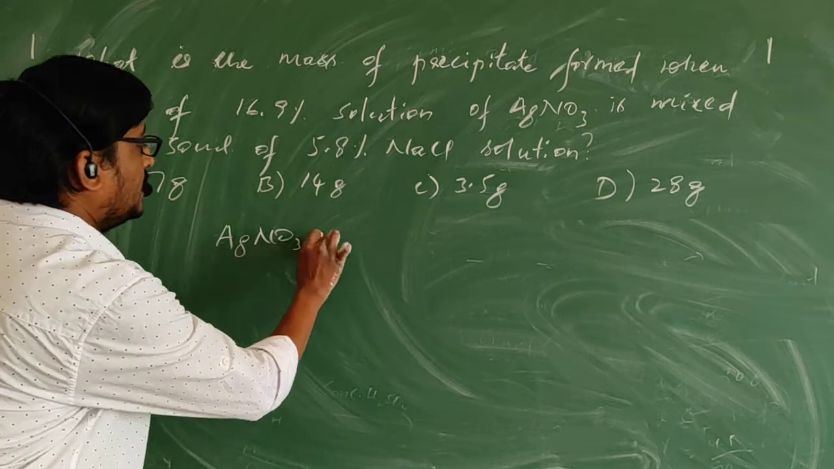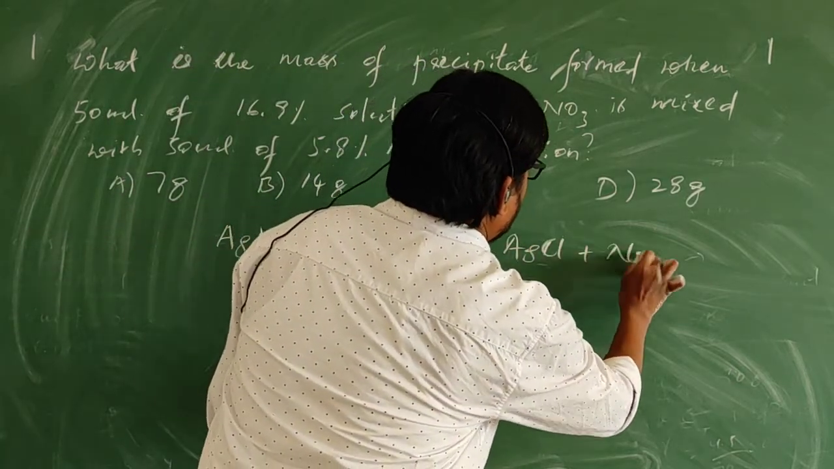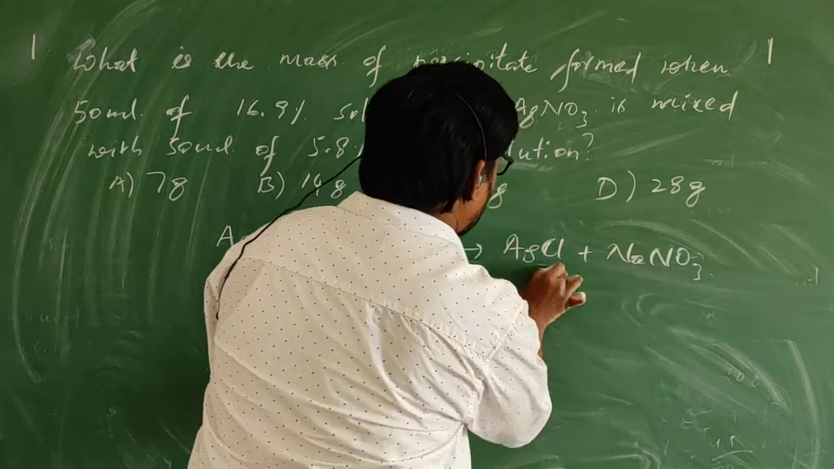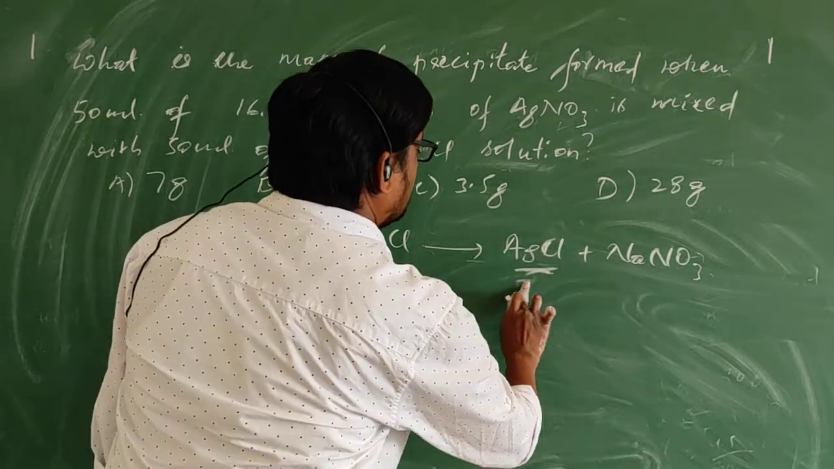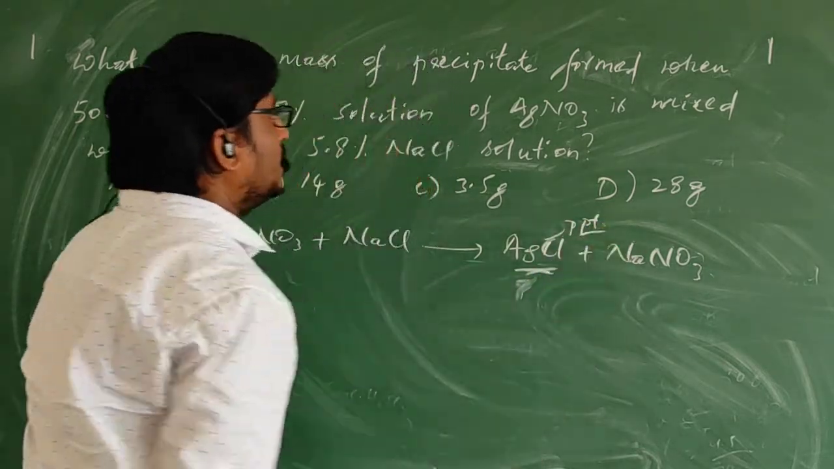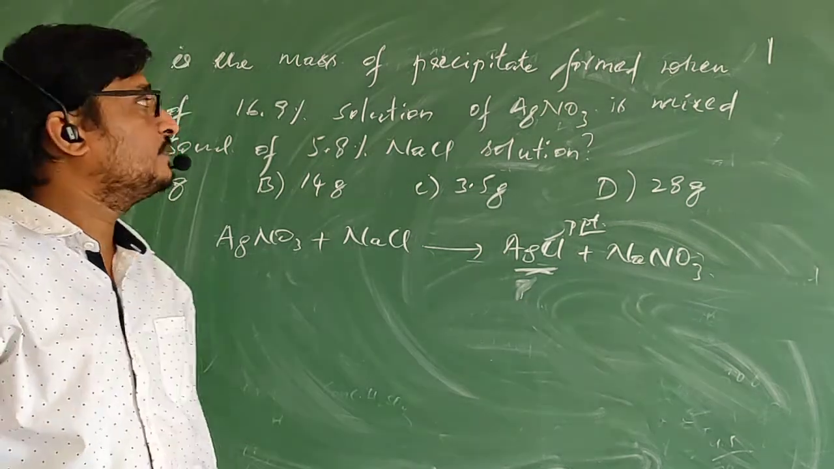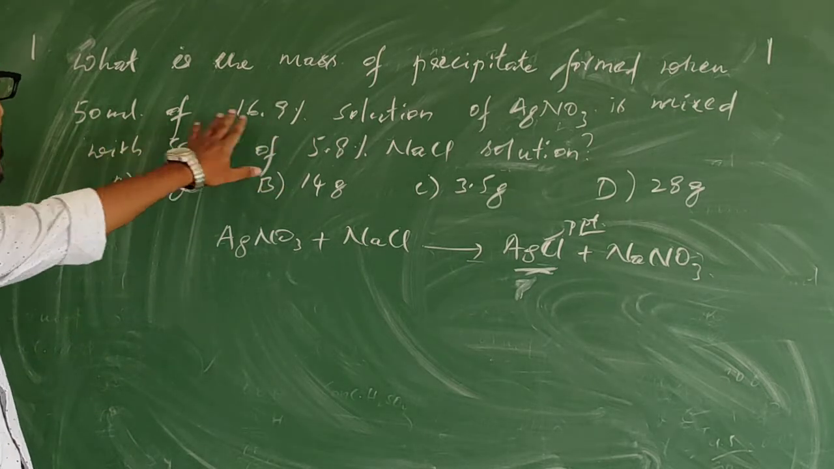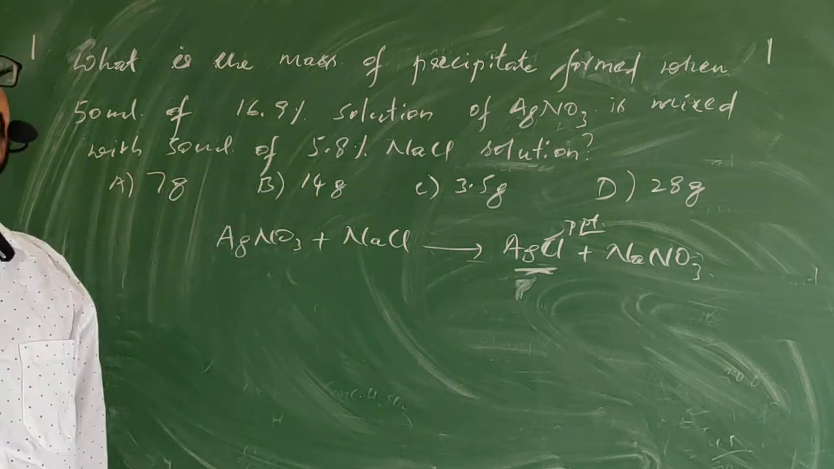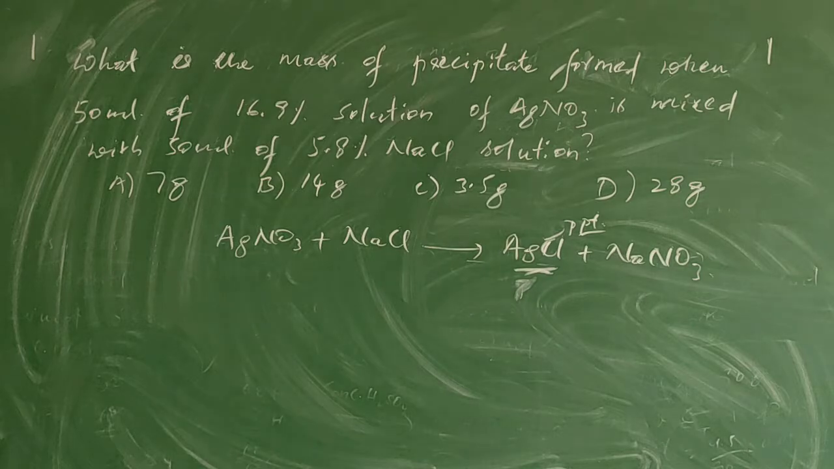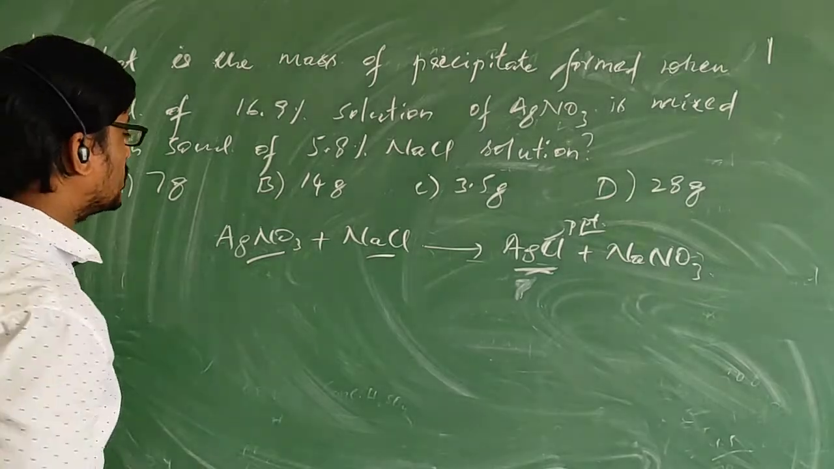Silver nitrate reacts with sodium chloride to form silver chloride plus sodium nitrate. So the precipitate which gets produced is nothing but silver chloride. This is the precipitate. Now he is asking what amount of silver chloride is getting produced when 50 ml of 16.9% solution of silver nitrate is treated with 50 ml of 5.8% sodium chloride. So let us first find the number of moles of silver nitrate and the number of moles of sodium chloride.